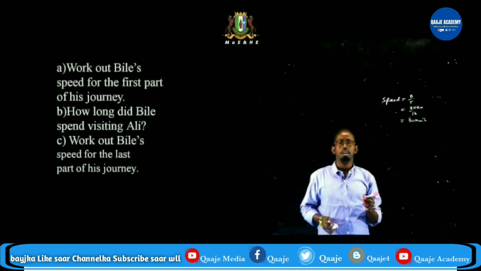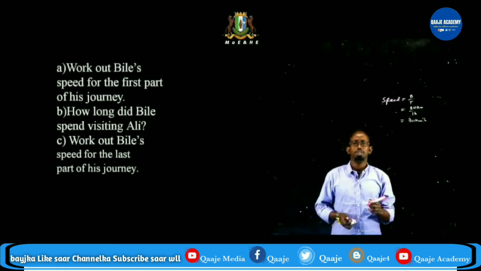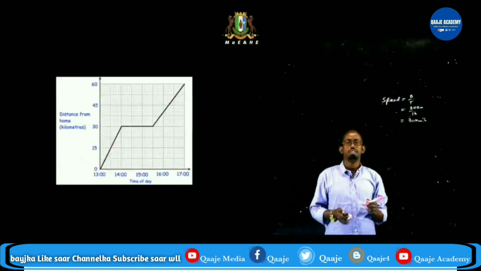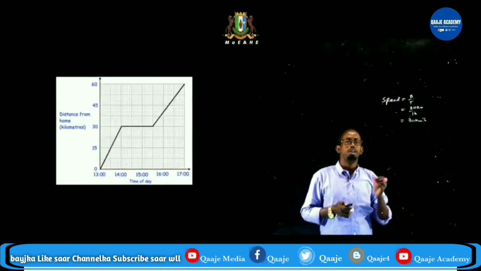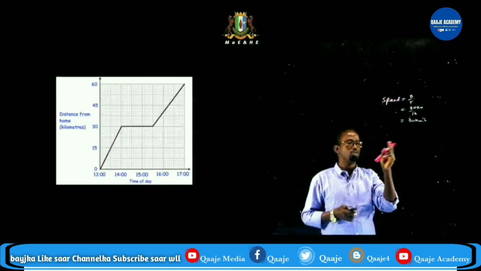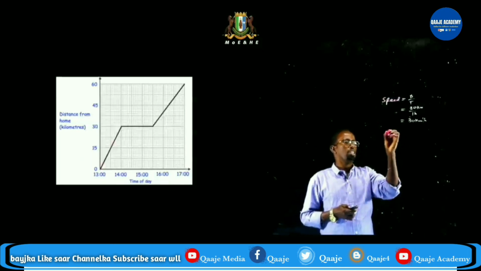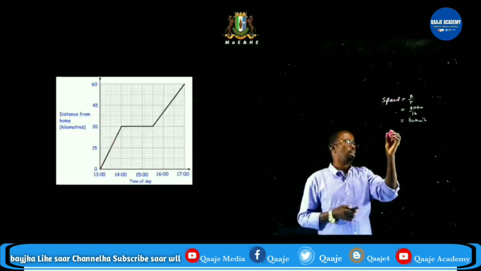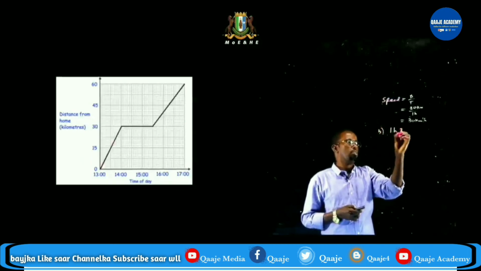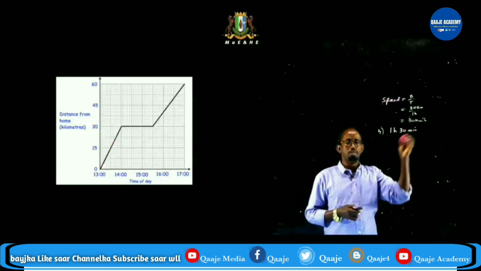Question 2, how long did Billy spend visiting Ali? That is the rest time. He was there for, between 14 to 15 is 1 hour, and then half of 15 to 16, that is 30 minutes. He was there for 1 hour and 30 minutes. That is question number B, 1 hour and 30 minutes.